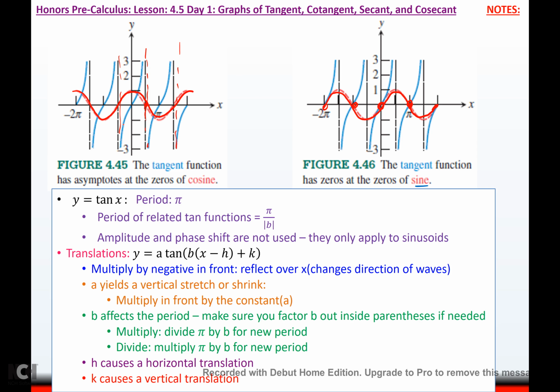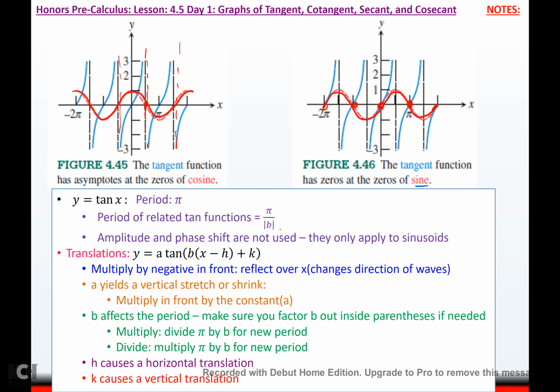Okay, so your period of tangent is actually pi, whereas for sine and cosine it is 2 pi. So the period of the related tan function is pi over the absolute value of b, whereas for sine and cosine it was 2 pi over b. Your amplitude and phase shift are not used. They only apply to sinusoids.